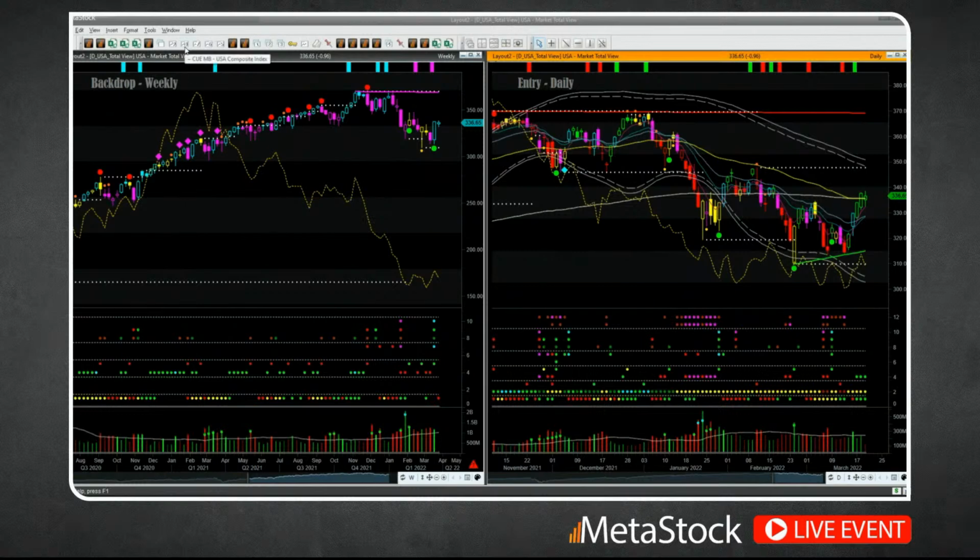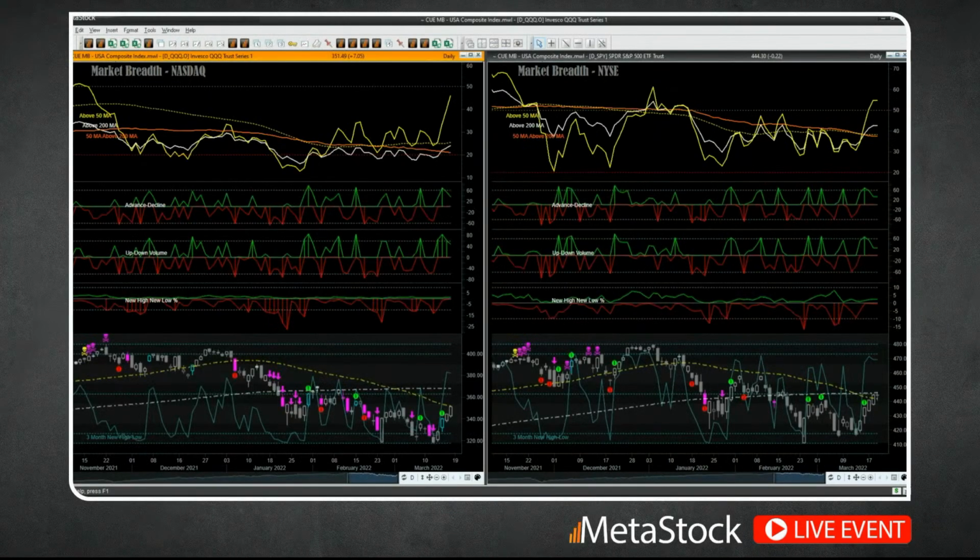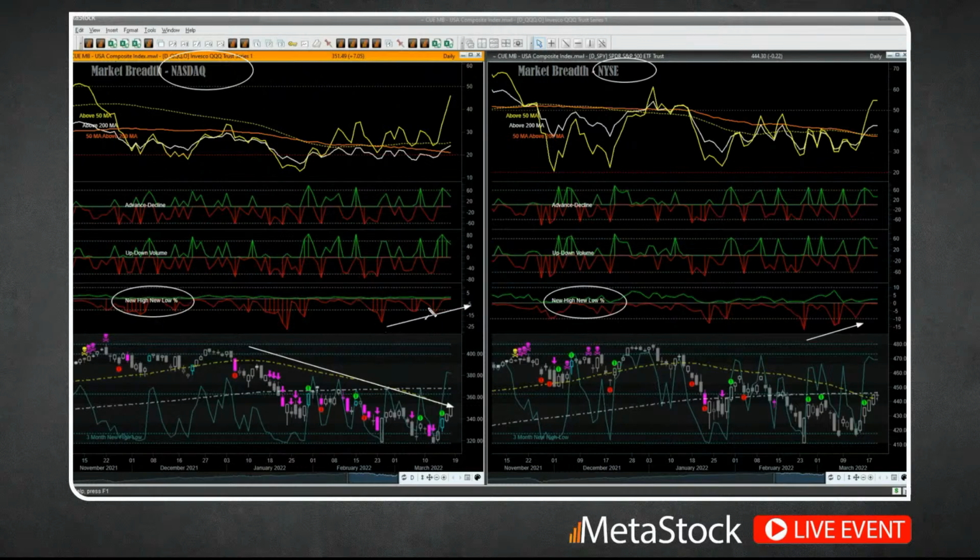What if I wanted to know how NASDAQ versus NYSE is doing from market breadth? With a single click, now I can see NASDAQ versus NYSE, tech stocks versus non-tech stocks. That's also in a downtrend. But look at the bullish divergence in new high low, both in NYSE and NASDAQ. That was also another pointer for me to start to buy.